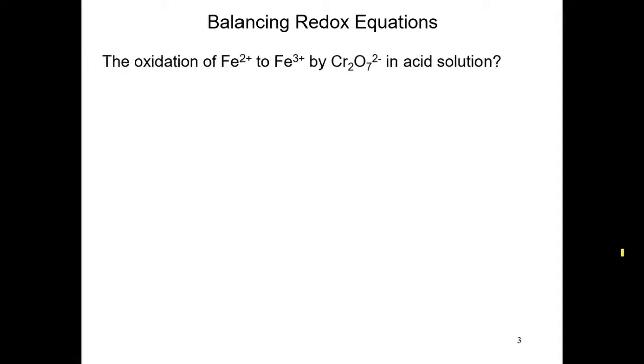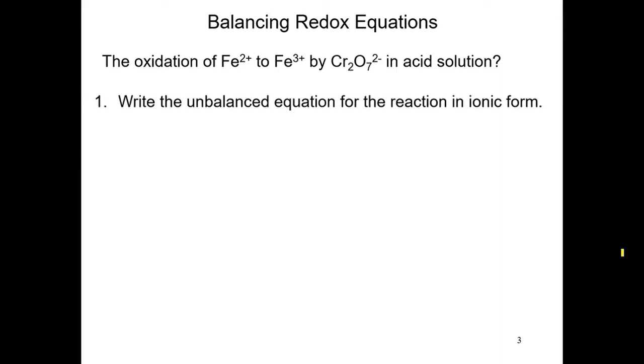So let's consider the oxidation of iron 2 to iron 3 by this polyatomic ion called the dichromate ion in an acid solution. In redox equations of the kind that we study, we're going to do them in solution, and it will be important to notice if it's acidic or basic solution. First thing we have is the unbalanced equation for the reaction in ionic form. In other words, we typically write out the net ionic equation. Normally, in any given problem, this is where it will start. They'll give you the unbalanced equation, and it is up to you to work it from here.